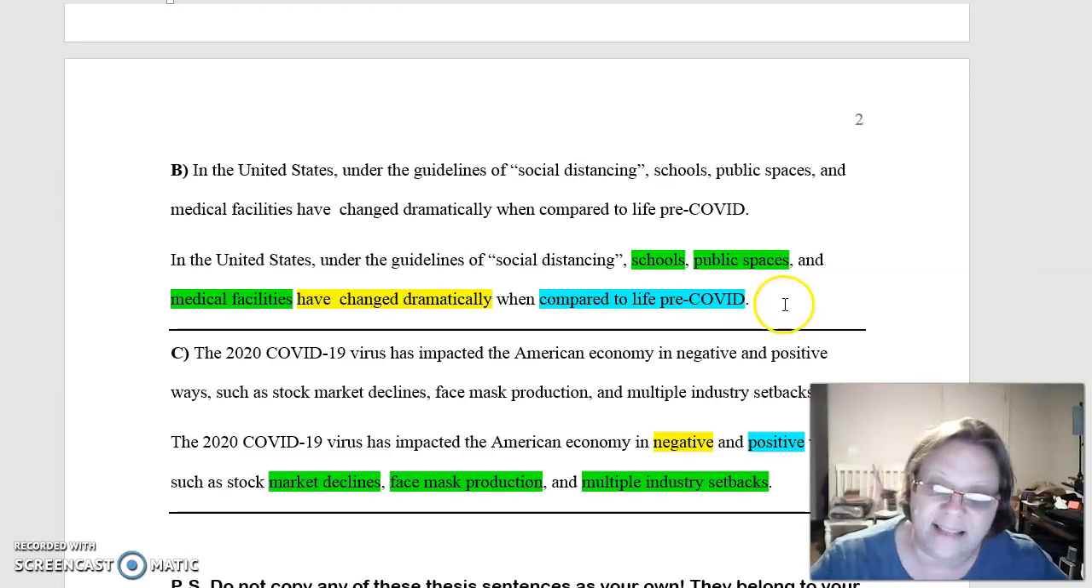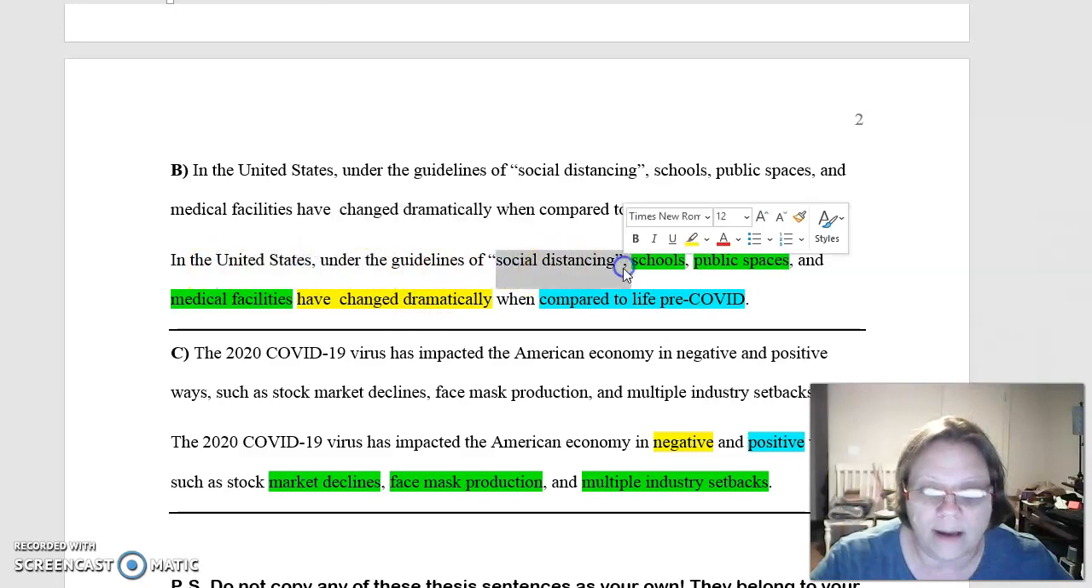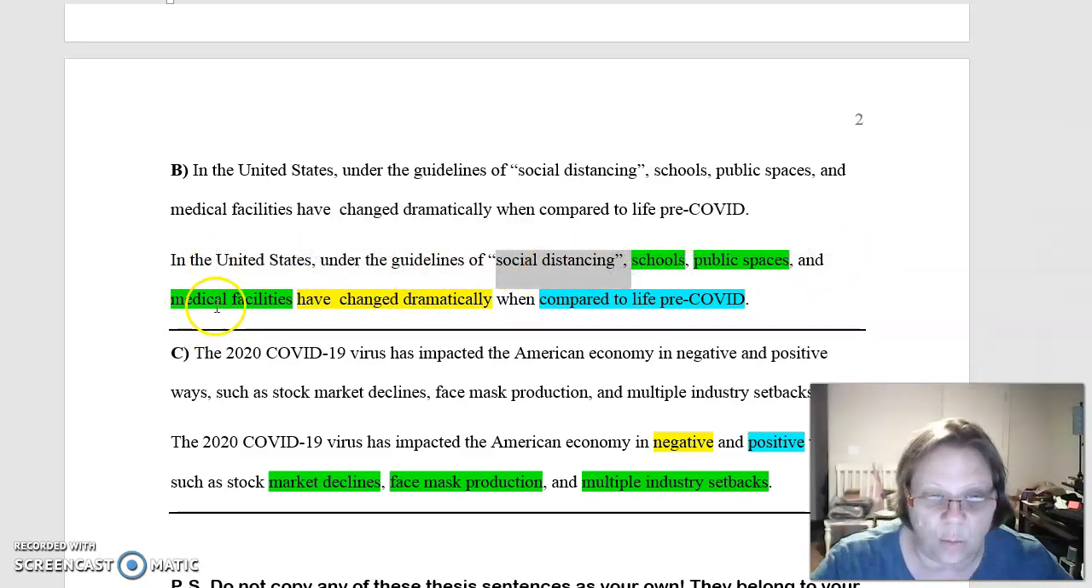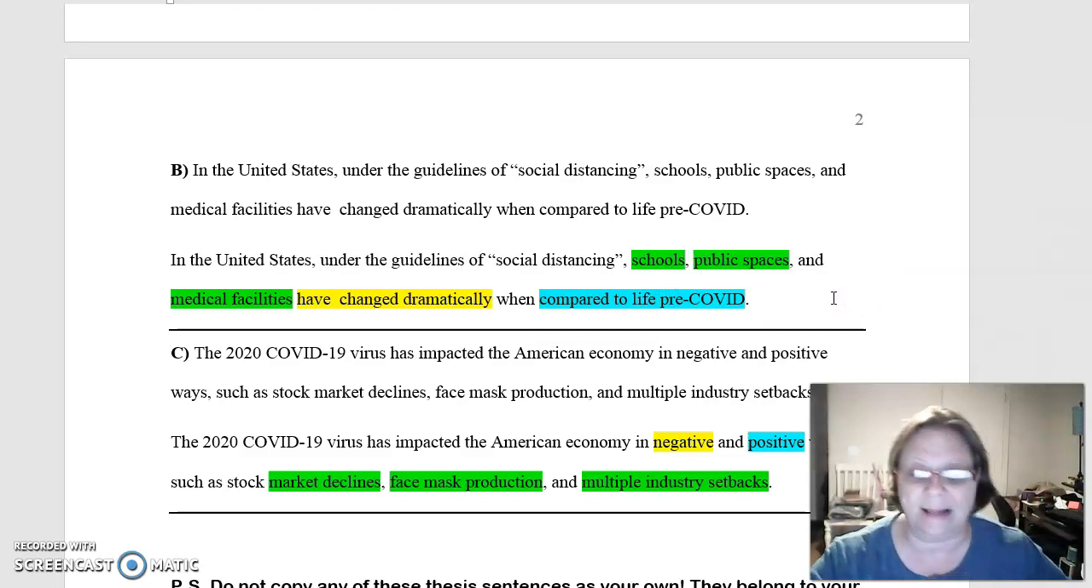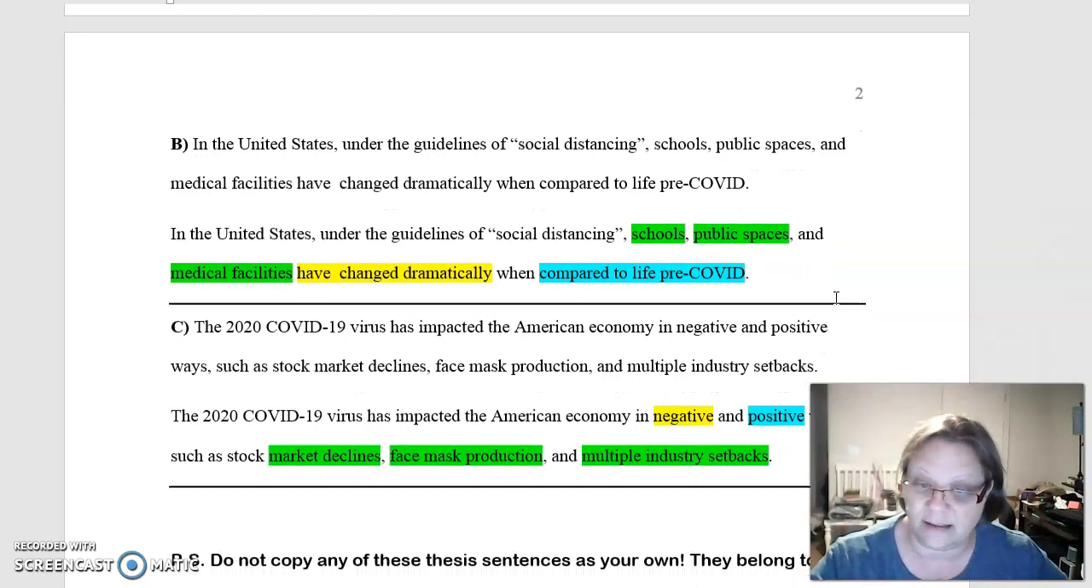You'll see there again that it answers several of the who, what, where, when, why, and how questions, the 6 questions. So we got a where, we got a what, we got 3 specifics about a what, we got a how it's changed dramatically when compared to life pre-COVID. So we got 3 really solid 6 questions answered here. So that's a pretty good thesis.